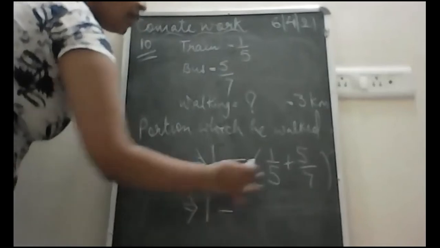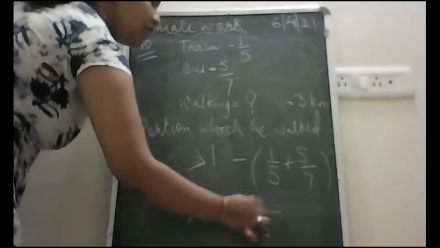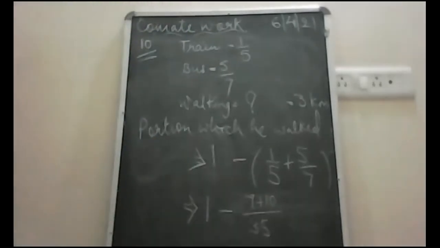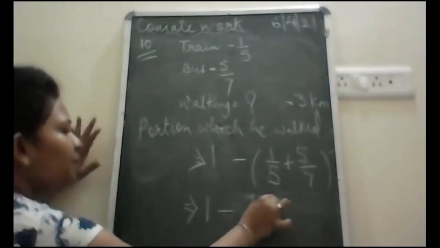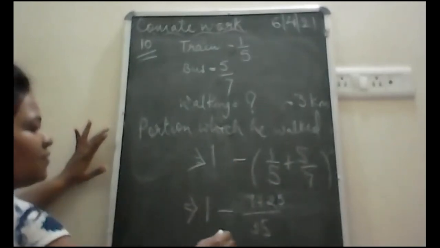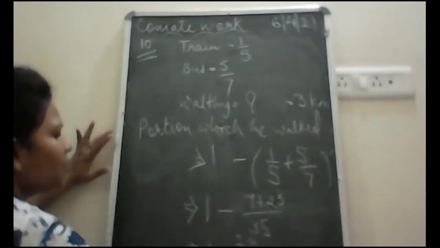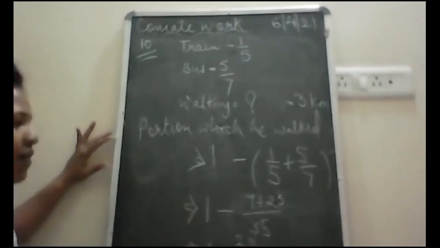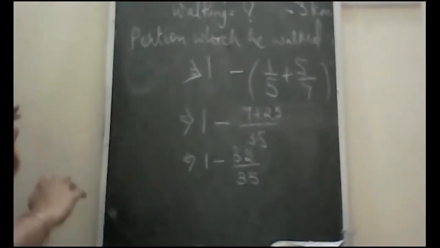It will give you 1 minus. When you will solve this, it will give you 35. It will give you 7. It will give you 10. ठीक है, 7 plus 10. And sorry, this will not be 10. Sorry, this will be 25. ठीक है, यहाँ पे आ जाएगा 5. 5 is 25. So it will give you 1 minus 32 by 35. ठीक है, 1 minus 32 by 35. Just a second. Yes. 1 minus 32.